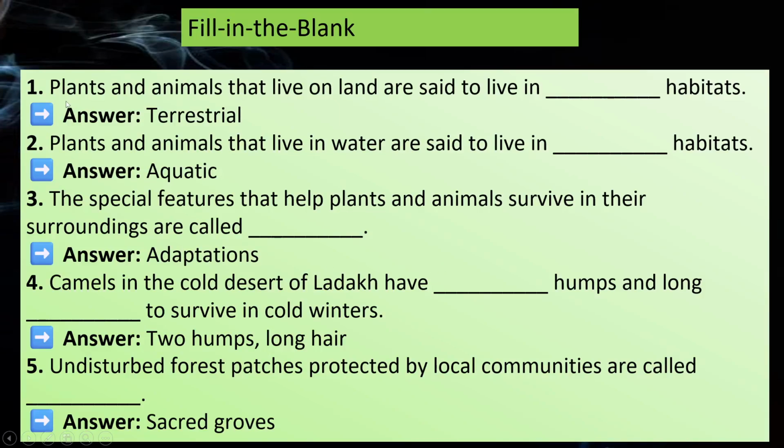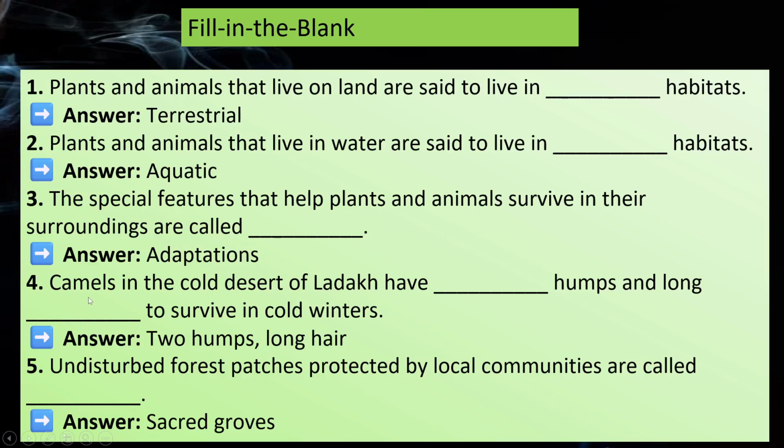Fill in the blanks. First one: plants and animals that live on land are said to live in dash habitats, terrestrial habitats. Question number 2. Plants and animals that live in water are said to live in dash habitats, aquatic habitats. Question number 3. The special features that help plants and animals survive in their surroundings are called adaptations.